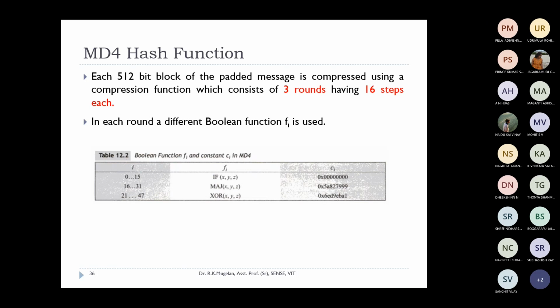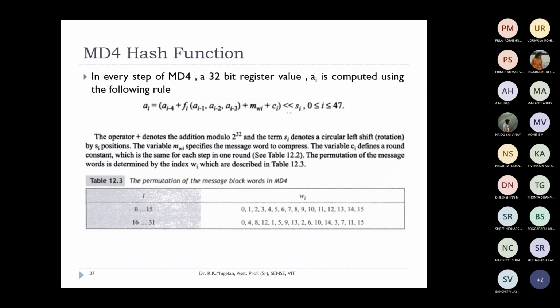right? And at last we concluded with the 3 Boolean functions and where these Boolean functions are going to be used. That is, we have 3 rounds, round 1, 2 and 3, each round made up of 16 steps. So for the first round, this will be the Boolean function and the respective round constant. And these are the Boolean functions and the constants for the other 2 rounds, right? Now we move on to what is happening under each and every step of MD4.